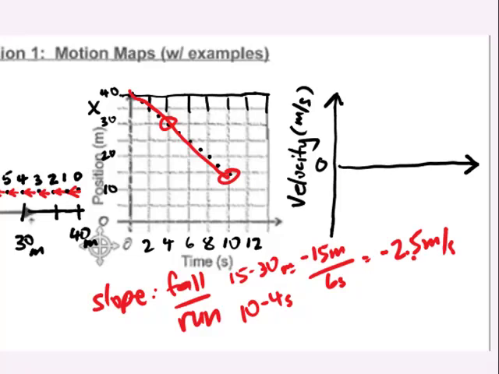Now we can see, because it's a straight line, or somewhat of a straight line, our velocity stays the same. So out here, we're going to be on the negative side. So at negative 2.5, I start my velocity, and it stays the same all the way along our time.